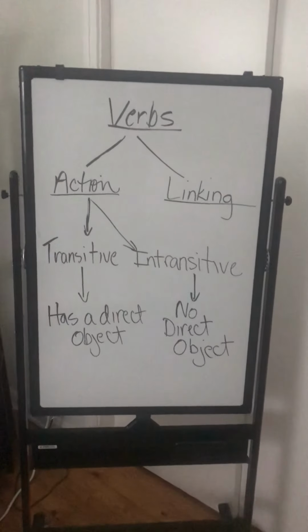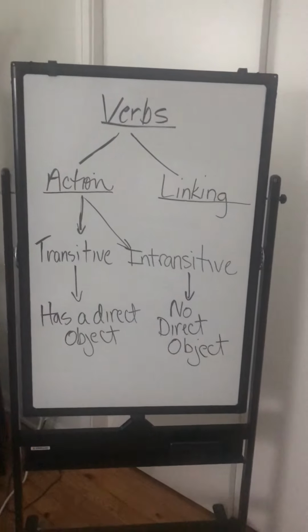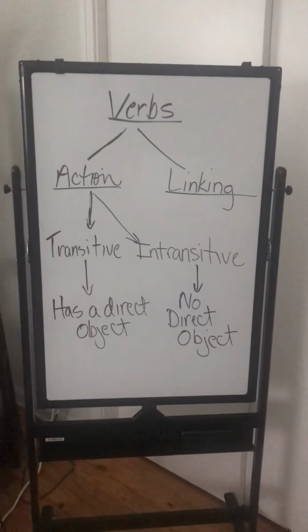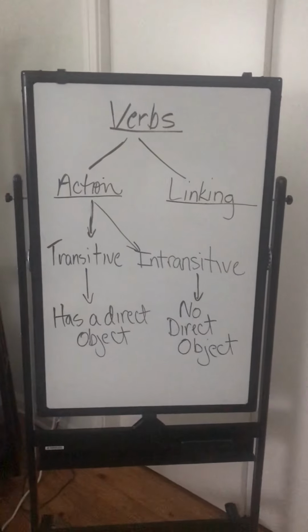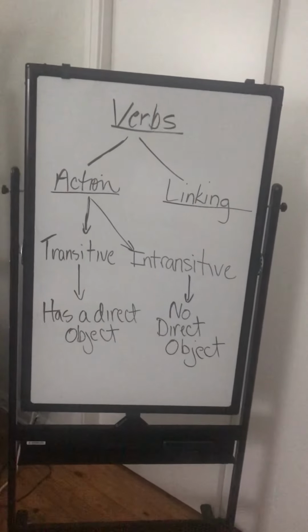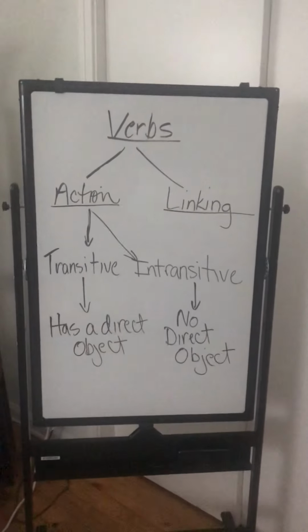Okay, so let me repeat that. You have to have a receiver, or another term for a receiver is the direct object. Now, if you have an action verb and there is no direct object, then that's called an intransitive verb.